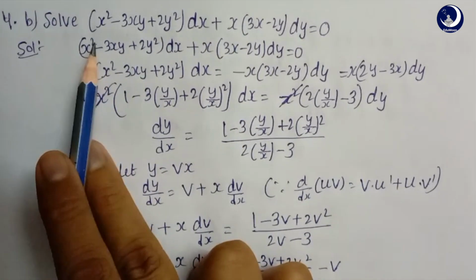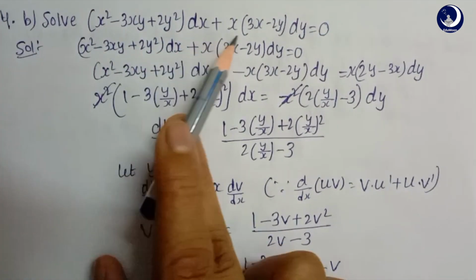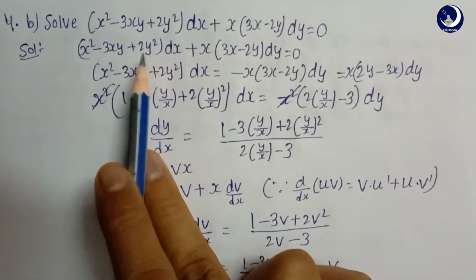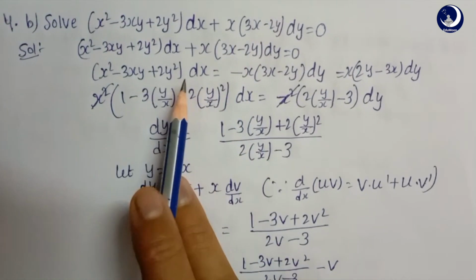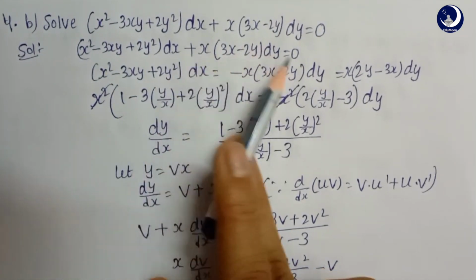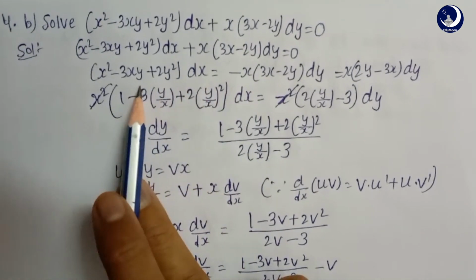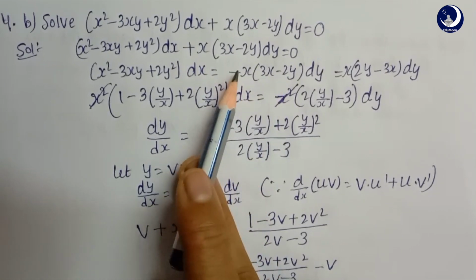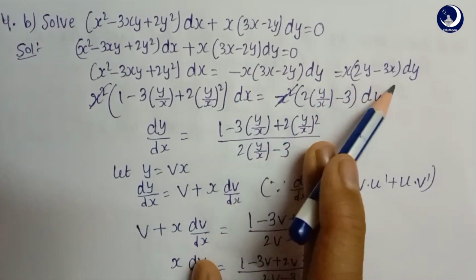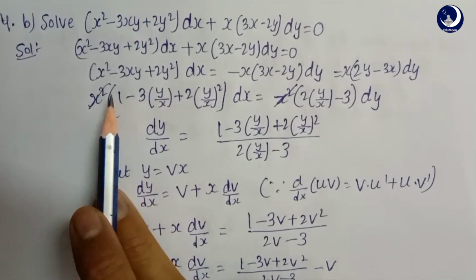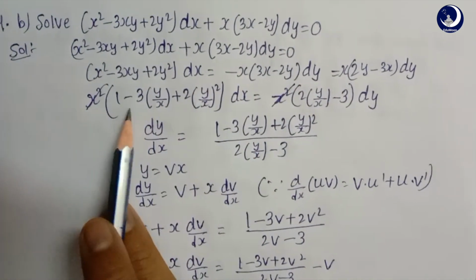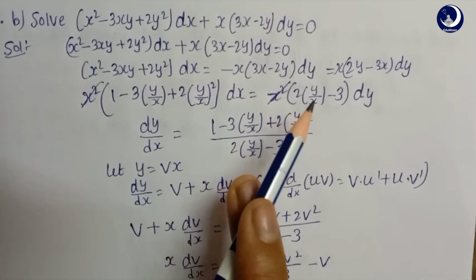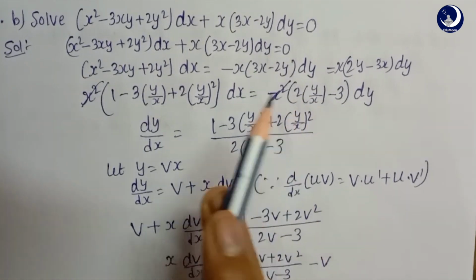Now coming to 4b. Solve x square minus 3xy plus 2y square into dx plus x into 3x minus 2y into dy equal to 0. We have to solve this function for the general solution. I took the term to the other side with a minus sign. Then I got x square minus 3xy plus 2y square into dx equal to minus x into 3x minus 2y into dy. Multiplying by minus, we get x into 2y minus 3x into dy. By taking x square common in both terms, I got 1 minus 3 of y by x plus 2 into y by x whole square into dx equal to 2 into y by x minus 3 into dy. I cancel the x square.